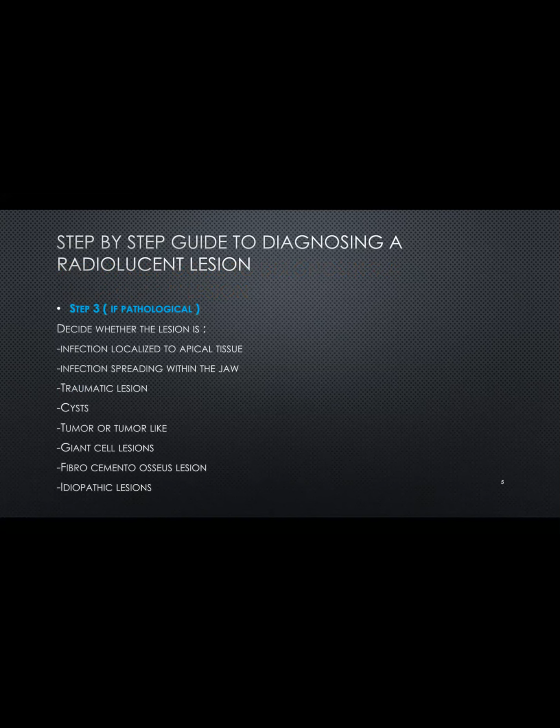Now, step 3, let's assume this is pathological. We have to decide what the lesion is. So it could be an infection localized to a periapical tissue, infection spreading within the jaw. It could be a cyst, tumor, giant cell, idiopathic lesions. This is what we're going to talk about today.